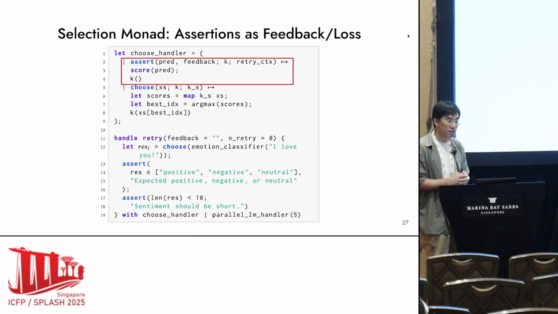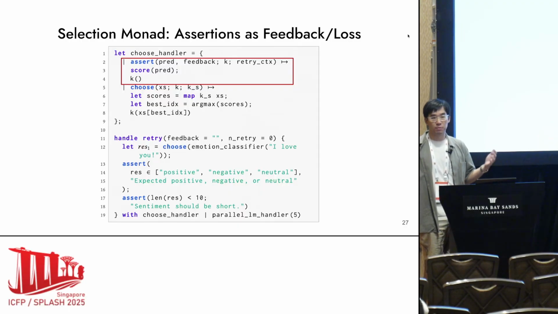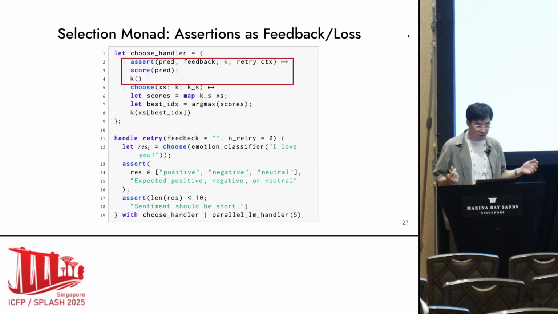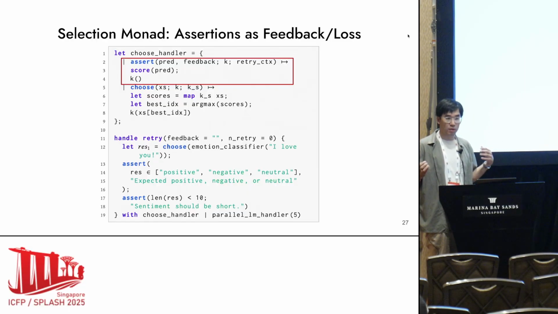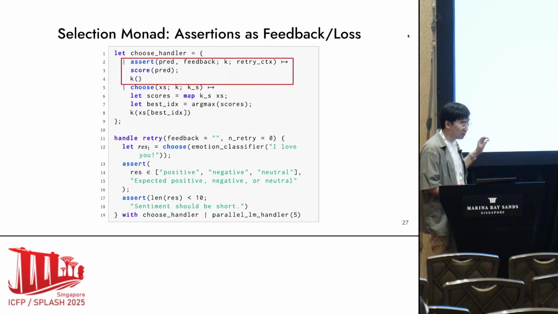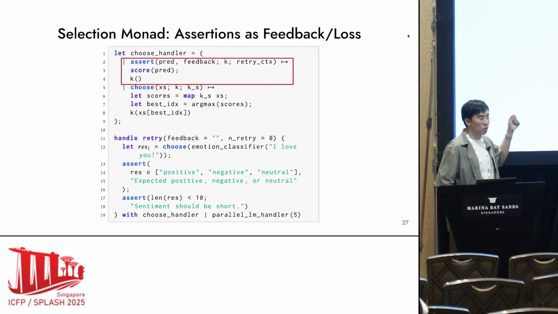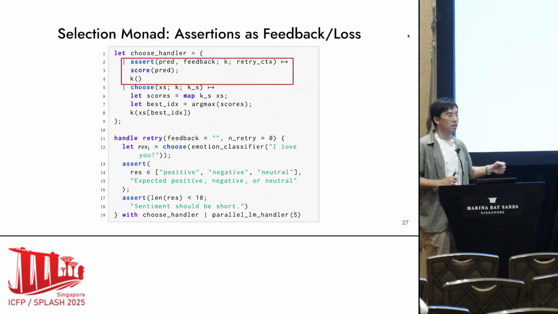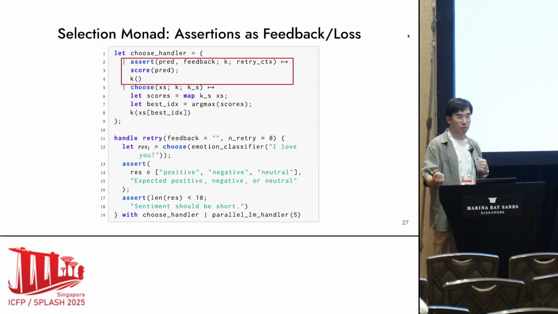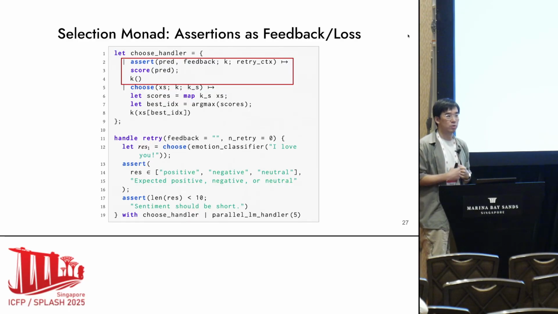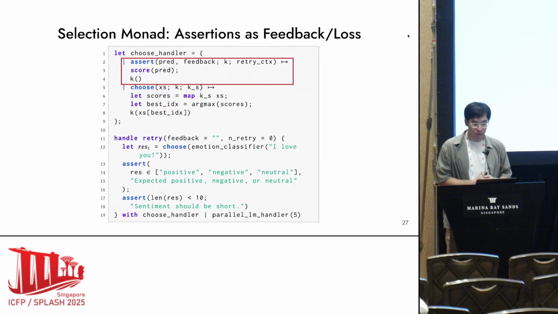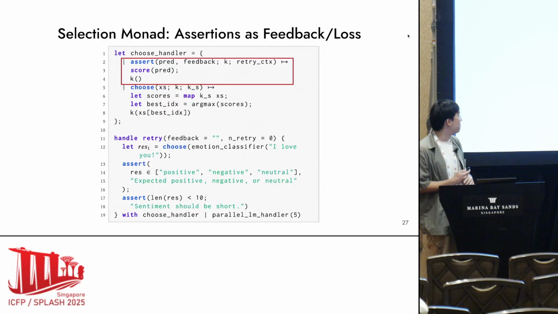And in the handler, this assertion is also an effect, so we provide a handler for this assertion. This assertion additionally provides different ways to do the retry mechanism. But the important thing here is that this pred is a numeric number, and we can use score again to pass this feedback to the loss continuation. So the idea is we are selecting the output from the language model which passes the most assertions. This will be very useful to implement patterns like chain of thought or tree of thought.